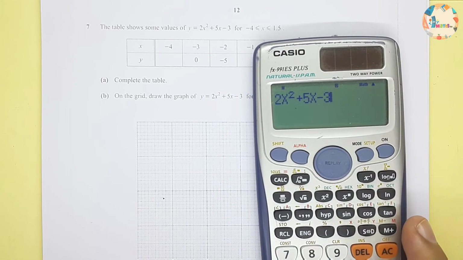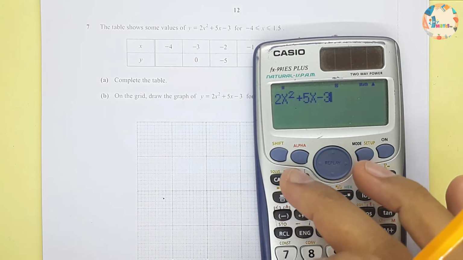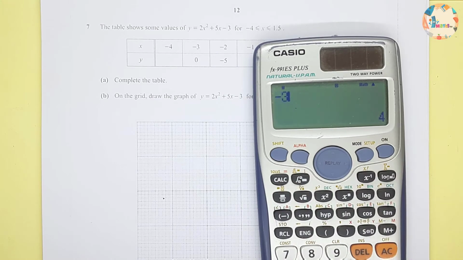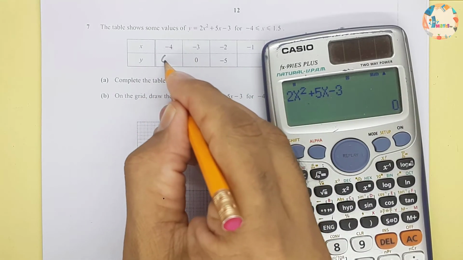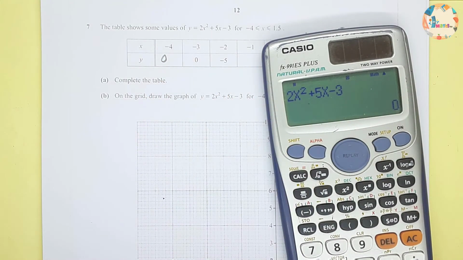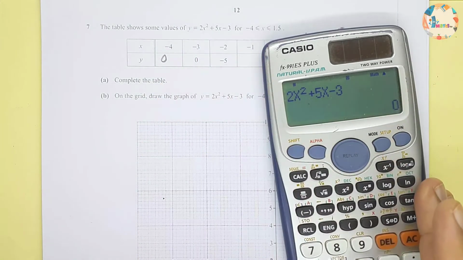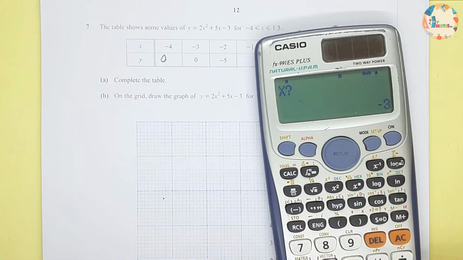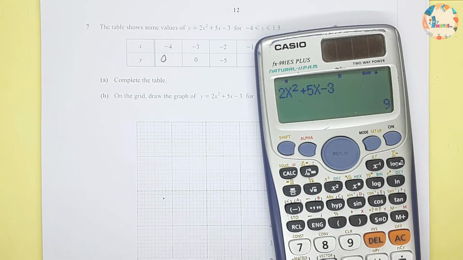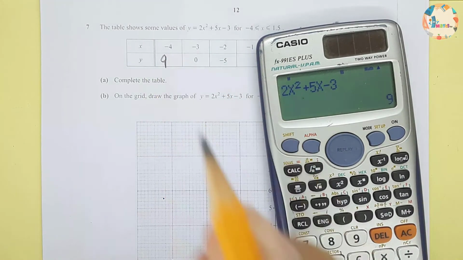So solve for minus 3. So calculate for minus 3. This will give us 0. So basically not minus 3, this is 0 minus 3, but minus 4 we will check. Calculate for minus 4. This will give us 9. So I will change this to 9.